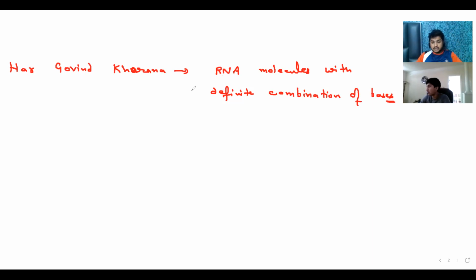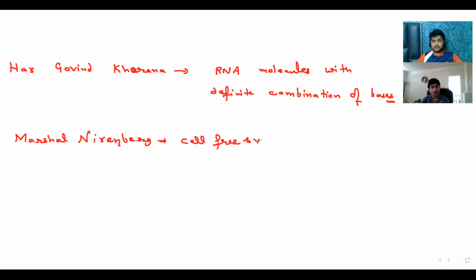There was another scientist whose name was Marshall Nirenberg. Sounds American. So Marshall Nirenberg also made a cell-free system. I mean, he formed protein synthesis for reading the code. So he made a system. It is better to say that he made a cell-free system.